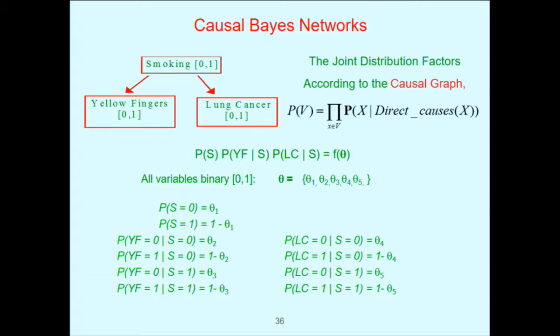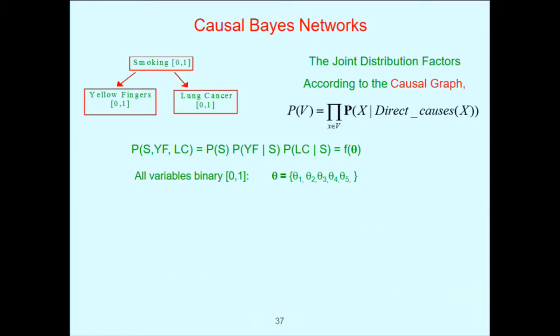And here, for yellowed fingers, given smoking equals 0, there's one parameter, but then I also have to give yellowed fingers when smoking equals 1 because theta 2 and theta 3 might be different. So this distribution in this graph can be given in 5 parameters.